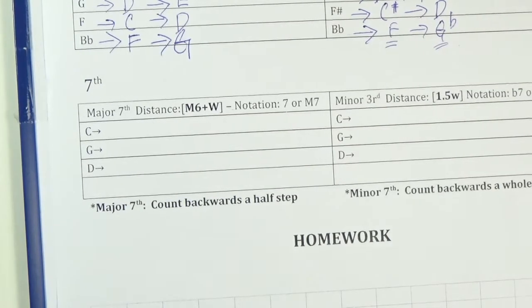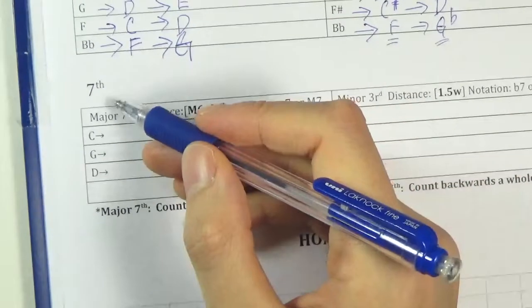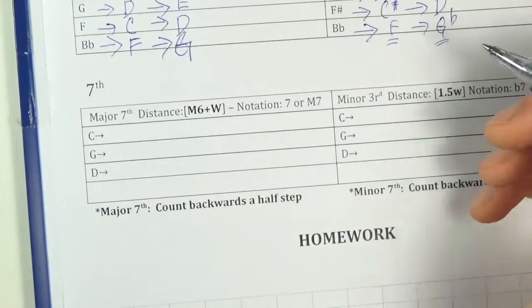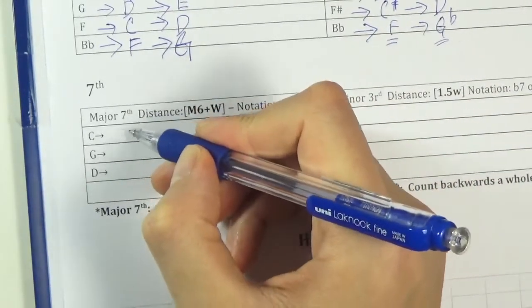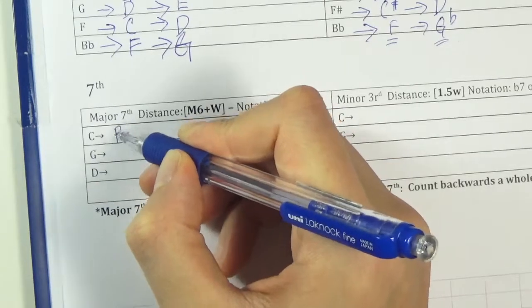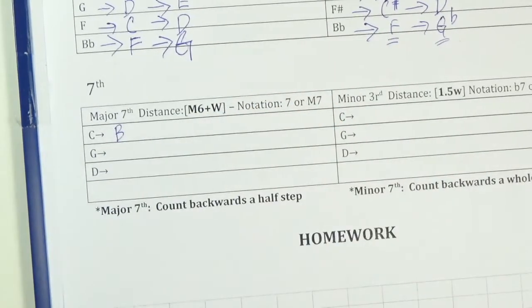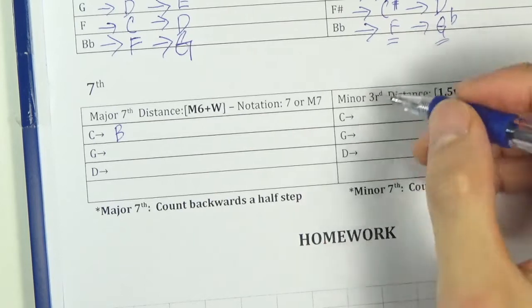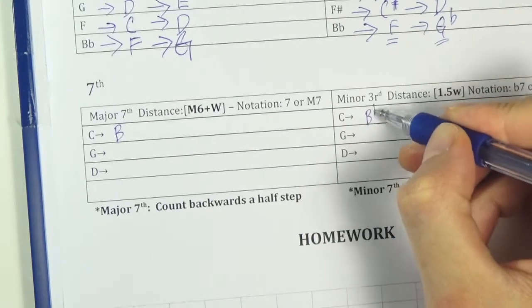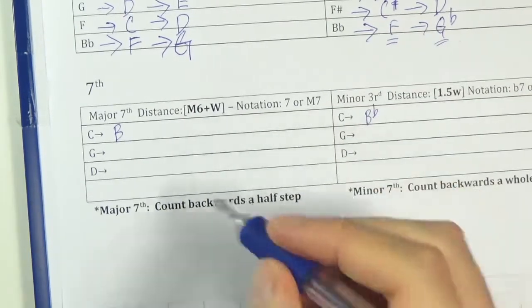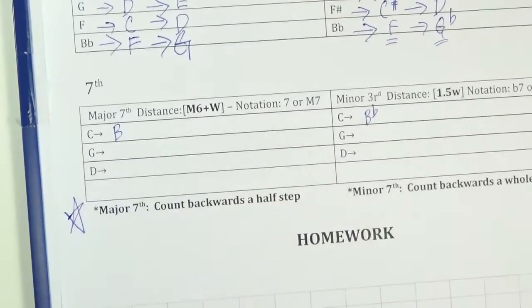Okay? So C. The major seventh would be B. This is the case that you should just remember. I think that's the one that you should just memorize. It makes life much easier. But anyway, the shortcuts here that we are using.